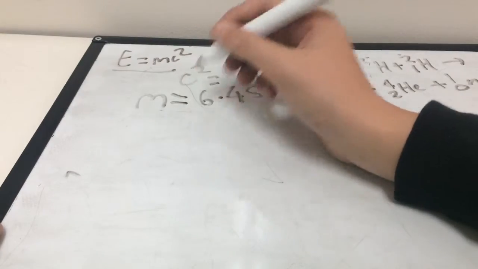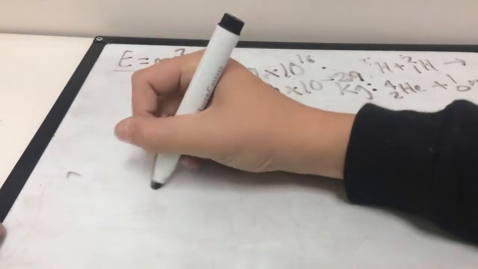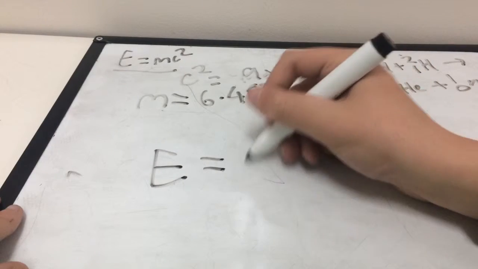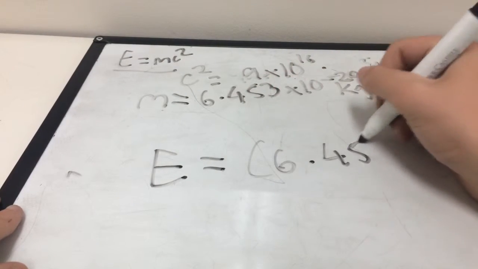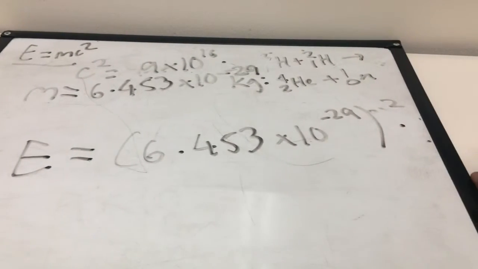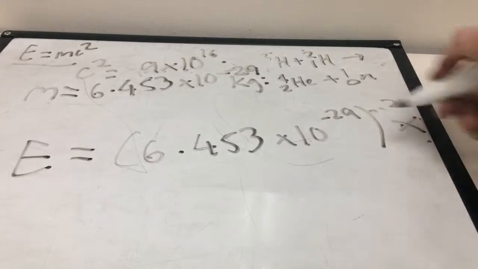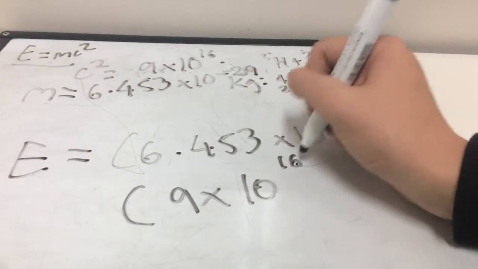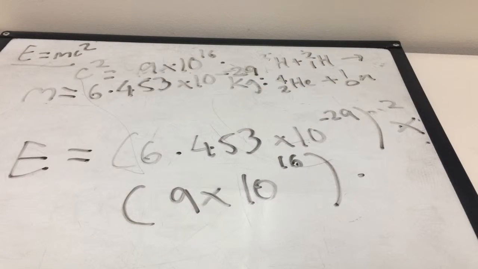Now, we get to use the formula. Sorry, I did say before, but now we get to use it. E is going to equal C squared, 6.453 times 10 to the negative 29 times, let's multiply it by 9 times 10 to the 16. You could do it 3 times 10 to the 8 squared, but that would give you the exact same answer, and it's much quicker to do it this way. So now we finally calculate how much energy we have.